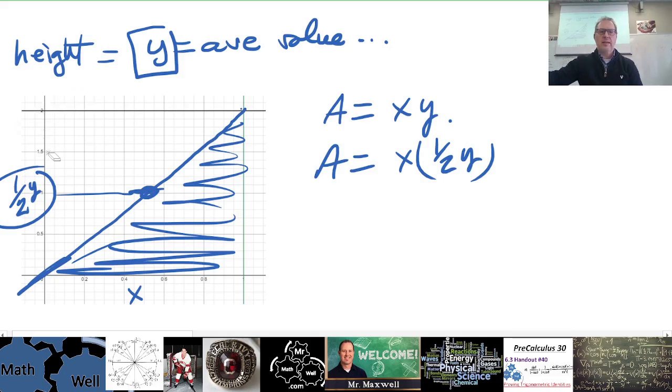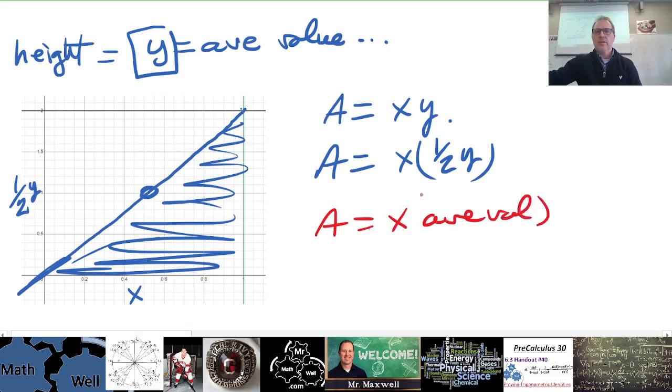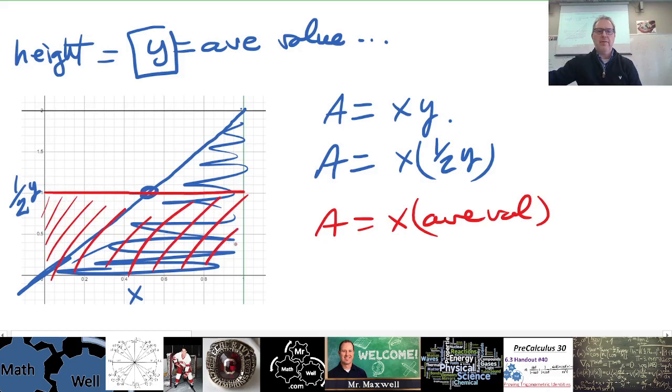And this is where I'd like to kind of show you how this relates. So if a equals x times the average value, what that does is give you an area of a rectangle, right? That's x by the average value. And what's cool about this is that the area underneath the big triangle and the area underneath the red rectangle are the exact same. Okay?